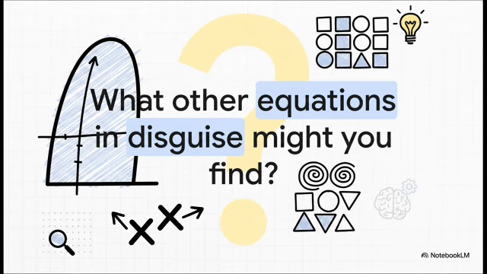So the question I want to leave you with is this. What other disguises might you find? You'll see them with things like x to the power of 4 or even in trigonometry. Just keep an eye out for that core pattern: a thing, that thing squared, and a constant. Because now, you've got the tools to solve it.